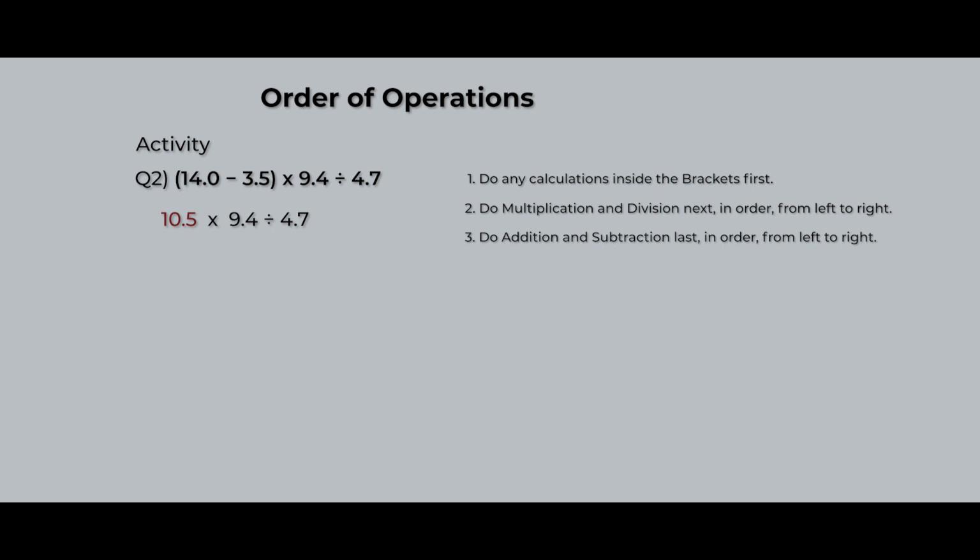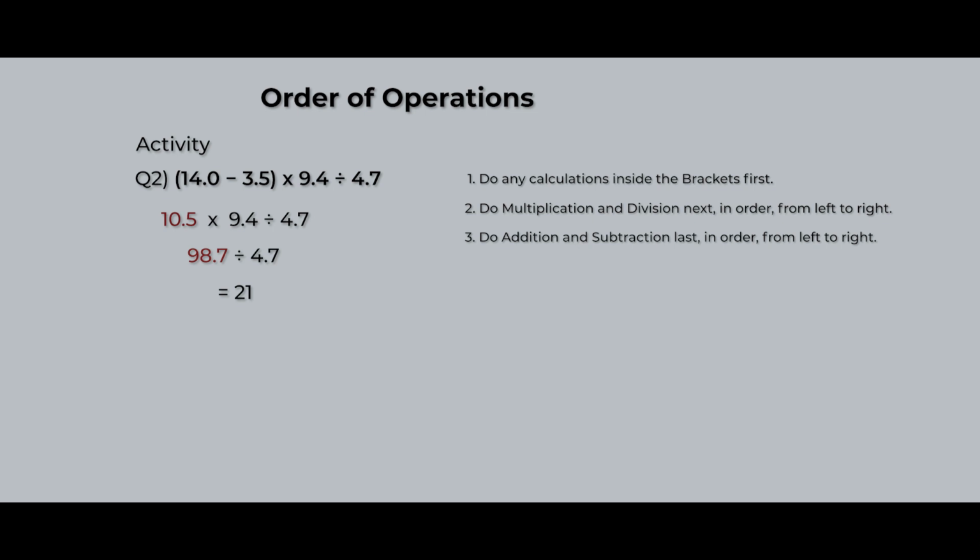So rule number 2 says do multiplication and division in order from the left to right. So we do multiplication first. When you multiply 10.5 by 9.4, you get 98.7, and 98.7 divided by 4.7, you get 21.